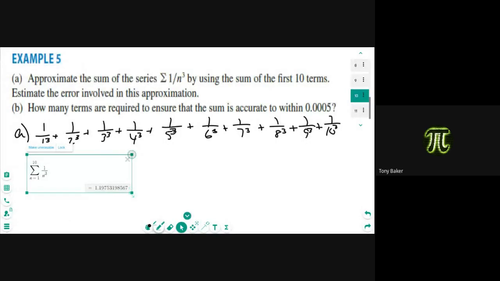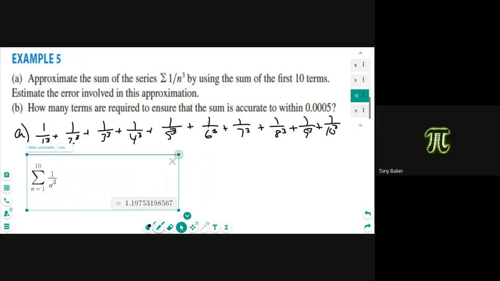So what does it converge to? It depends. We know it converges, but I don't know what it converges to. There is no way for me to calculate what it converges to. So what we're going to do is approximate. The question is how good is that approximation?